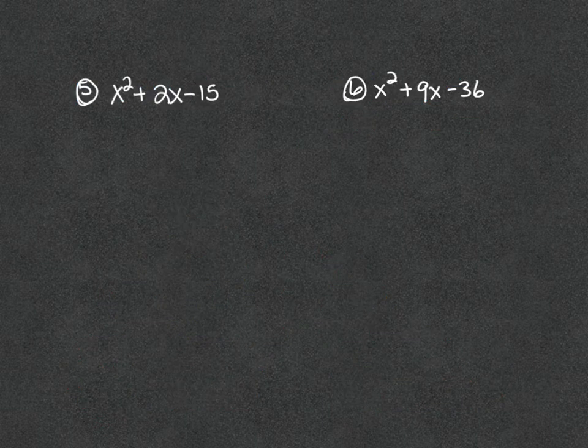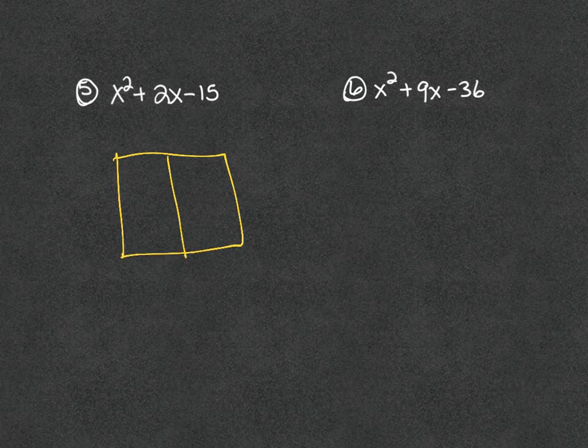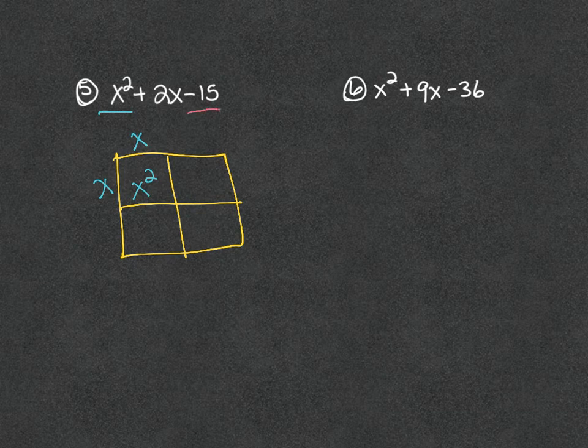All right, so looking at number 5, we have x squared plus 2x minus 15. So I'm going to take and draw my 2 by 2. X squared. You might be wondering, do all quadratic trinomials start with 1 x squared? And the answer is no. We're looking at a specific type of quadratic trinomial where that a value, the leading coefficient, is equal to 1. Now here's what's a little bit different with this problem as compared to some of the other problems that we've done. This is a negative 15.